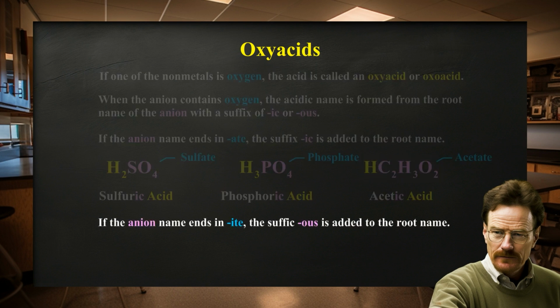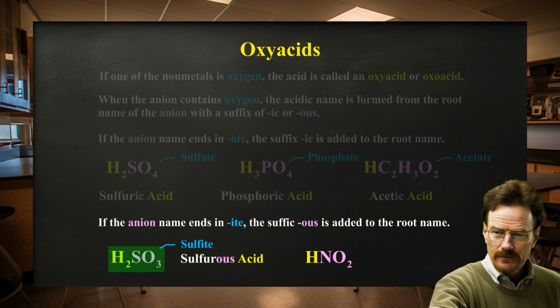If the anion has an "ite" ending, the "ite" is replaced by "ous." For example, H2SO3, which contains sulfite, SO3 2-, is named sulfurous acid, and HNO2, which contains nitrite, NO2 1-, is named nitrous acid.